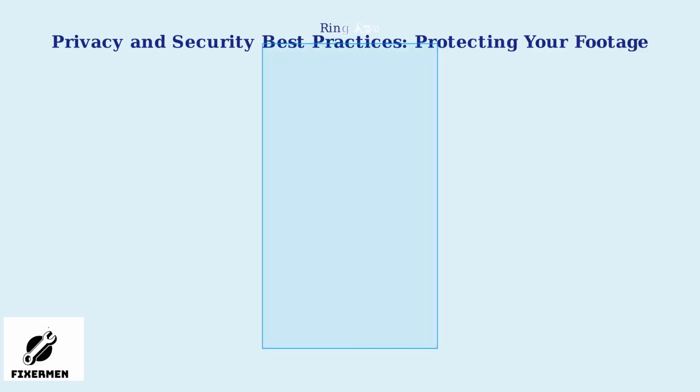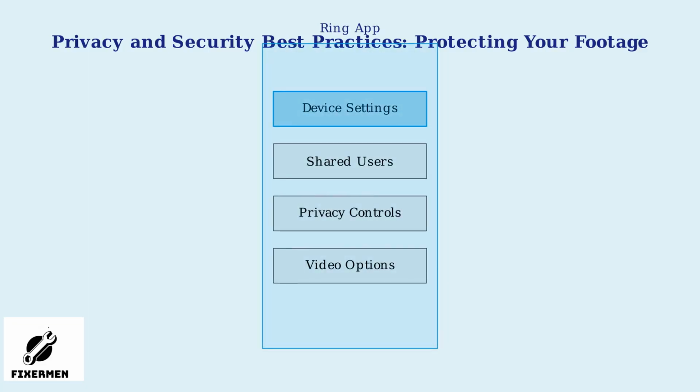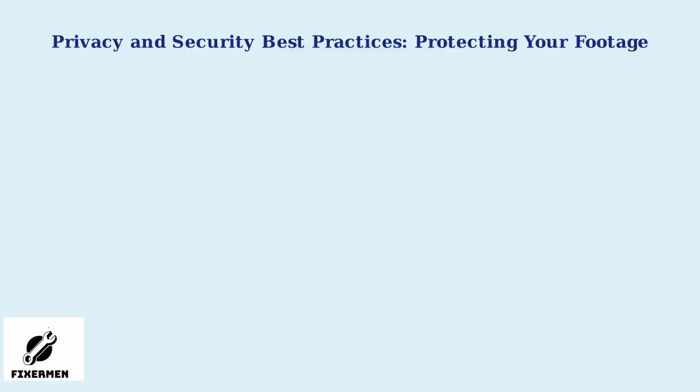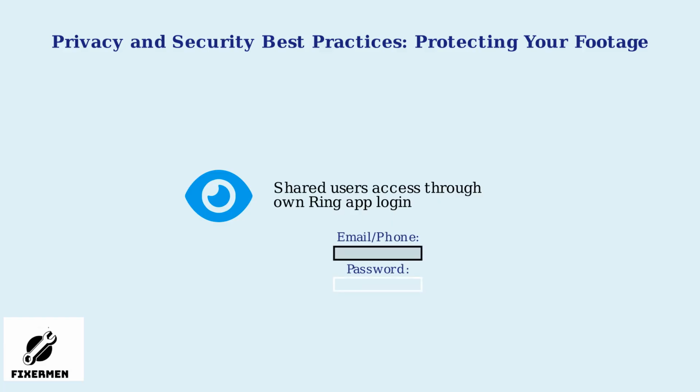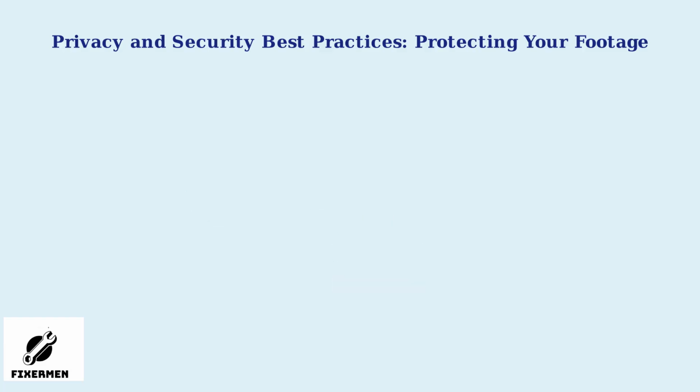Prioritize privacy by enabling advanced sharing settings in the Ring app. These controls allow you to customize who can access your camera footage and how. Your Ring camera footage remains encrypted at all times, protecting it from unauthorized access even during transmission. Shared users must access your footage through their own Ring app login, adding an extra layer of security and accountability.